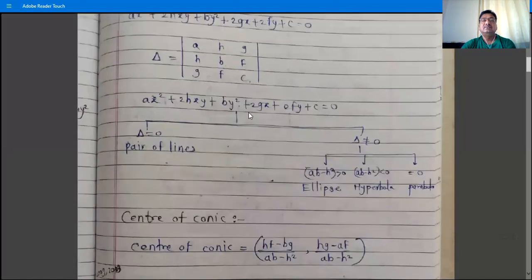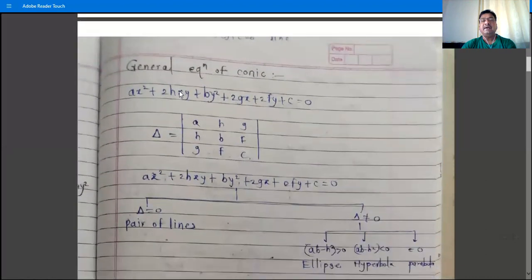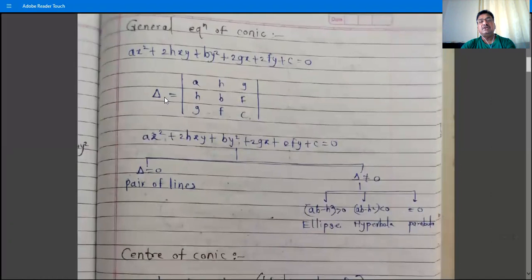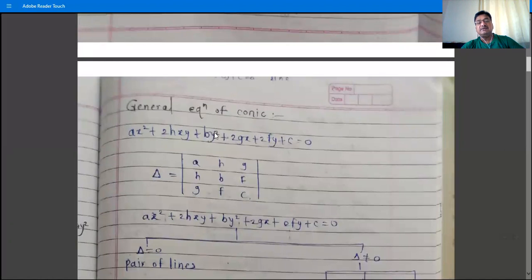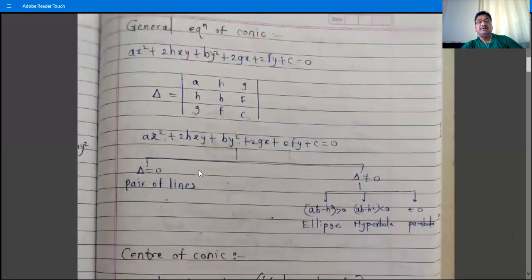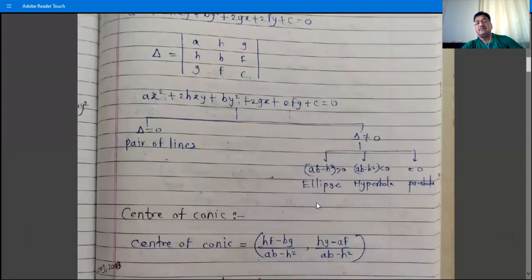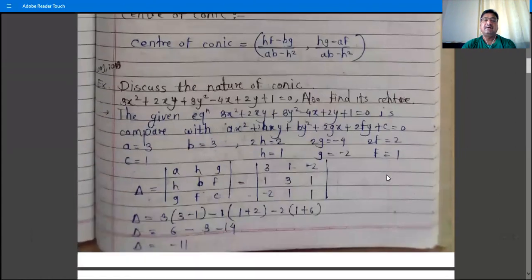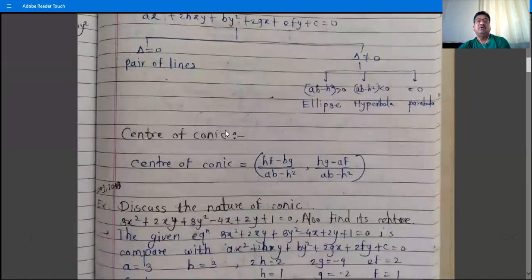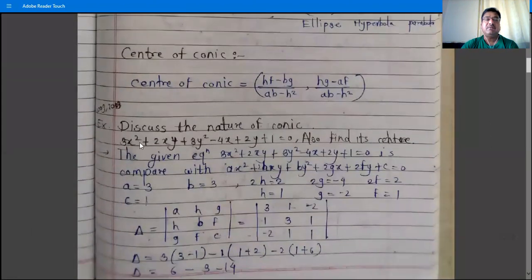So in order to determine the nature of the conic, first find delta, that is this determinant. If delta is 0, then write the given equation represents a pair of lines, and if delta is not equal to 0, then find the value of ab minus h square. If it is greater than 0, then the given equation represents an ellipse. If it is less than 0, then it represents a hyperbola, and if it is equal to 0, then it represents a parabola. So the question on this topic, that is discuss the nature of the conic, is a very important question as far as the exam is concerned.